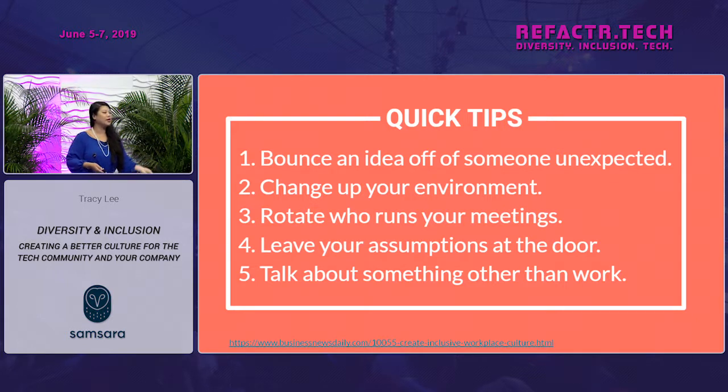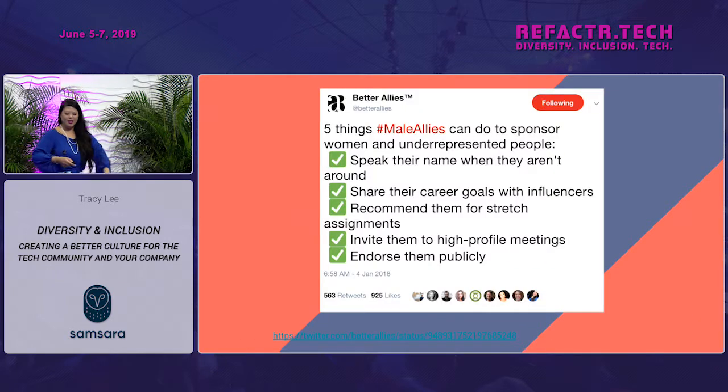Rotate who runs your meetings. This is awesome too. Leave your assumptions at the door, of course, and then talk about something other than work. If you can connect with people on food or on family or on hobbies or things like that, then when there's disagreements in the workplace, it's so much easier to say, okay, well, we both like Indian food, so I won't be mad at you.